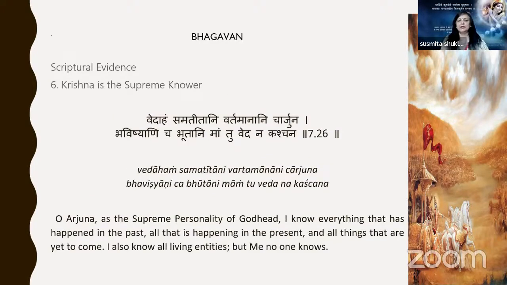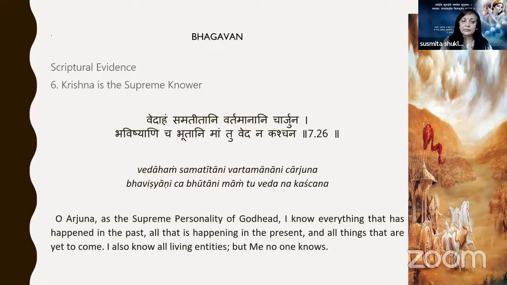In the 7th chapter, 26th shlok, he says he is the supreme knower. Vedaham samatitani vartamani cha arjuna, bhavishyani cha bhutani mam tu veda na kashchana. He says, I know. Ved means knowing. I am the knower of everything: what is going to happen, what is happening now and what had happened. So I am the supreme knower. Everything is known to me.